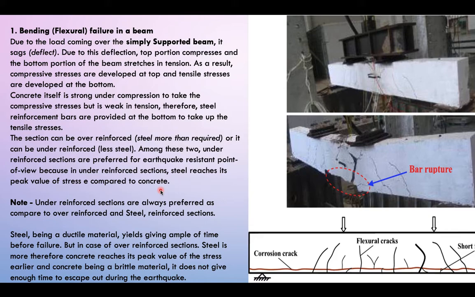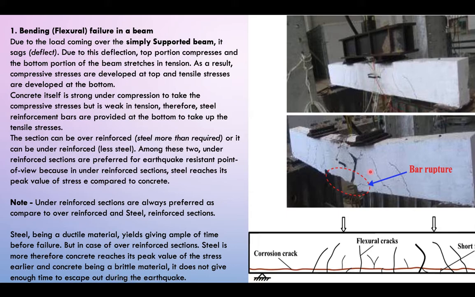Both under reinforced sections and over reinforced sections are considered in earthquake resistance. Note, we can say that under reinforced sections are always preferred as compared to over reinforced sections. Steel being a ductile material yields, giving ample time before failure. But in case of the over reinforced section, steel is more, therefore concrete reaches its peak value of stress earlier. Concrete being a brittle material does not give enough time to escape, especially during an earthquake.